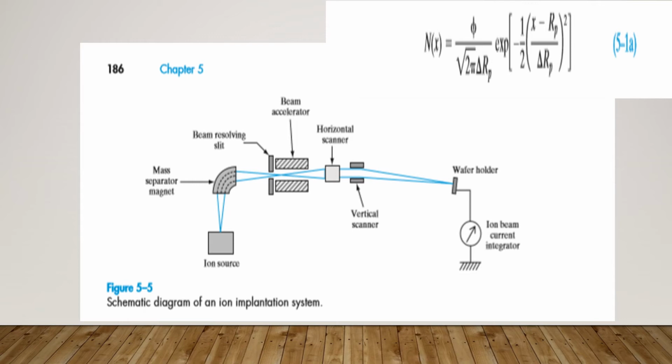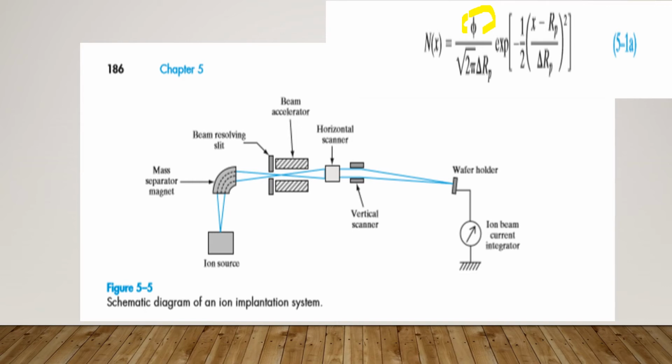I will show you this figure in the next slide. Now, first of all, understand this equation which governs your ion implantation process. An implanted dose of ions per centimeter square is distributed approximately by a Gaussian formula, and this is that Gaussian formula. And here your phi is the dose of the implanted material.